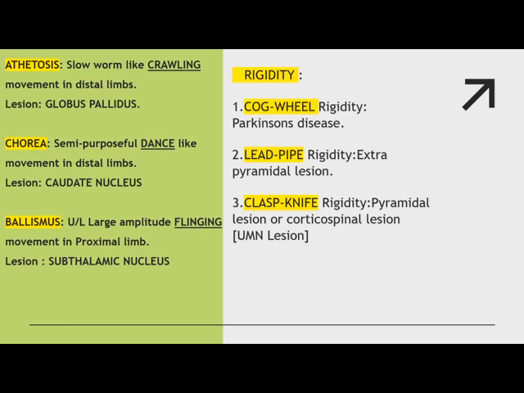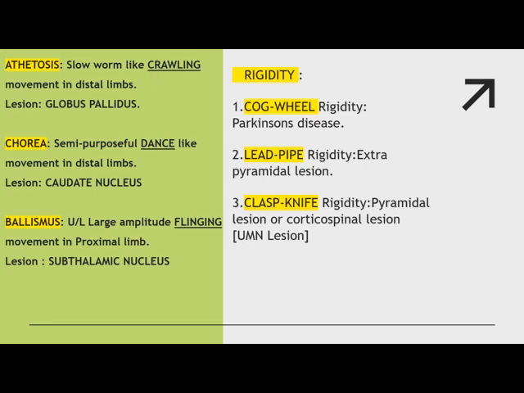Athetosis is a slow worm-like crawling movement in the distal limb. Athetosis occurs because of a lesion in the globus pallidus. The second is chorea. Chorea is a semi-purposeful dance-like movement which occurs in the distal limb. Chorea happens because of a lesion in the caudate nucleus.